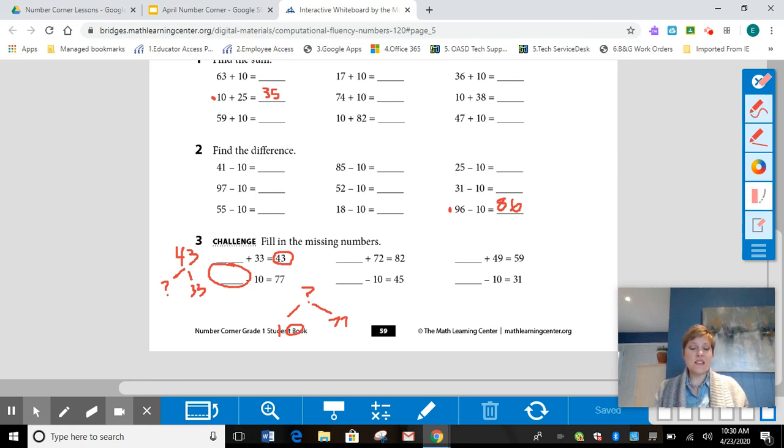Again, these are optional. If you're ready to take on the challenge, go for it. But if you get done with these top two and you find the bottom two challenging, stop where you are.